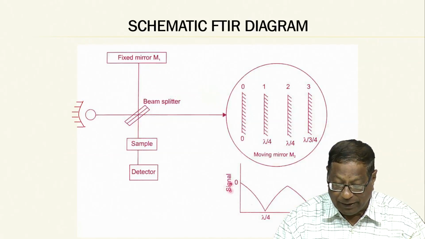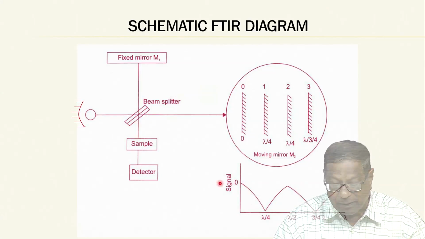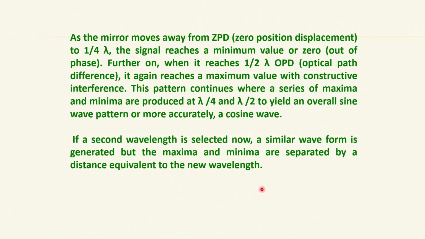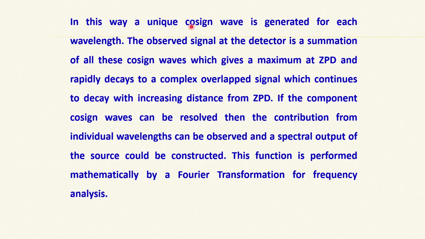For example, this one is a cosine wave: cosine 0 is maximum 1, cosine 90 is 0, cosine 180 is minus 1, cosine 270 is 0, like that. So, this is basically a sine wave or cosine wave, but this is a cosine wave. This is high school mathematics. So, a unique cosine wave is generated for each wavelength.